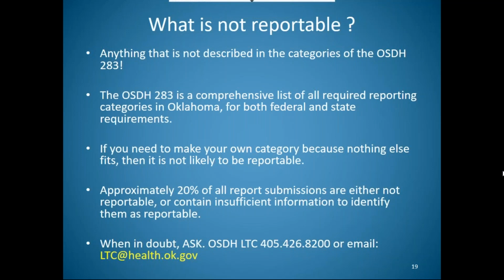And approximately 20% of all the reports submitted are either not reportable or they don't contain enough information to identify them as reportable. And when you're in doubt about whether or not something's reportable, be sure and ask. Just call long-term care or email us at ltc@health.ok.gov with your questions. The incident girls will be very glad to take your questions and to help walk you through exactly what is and what is not reportable.